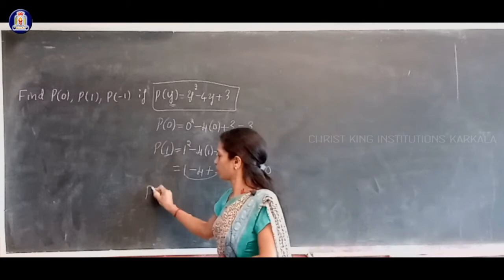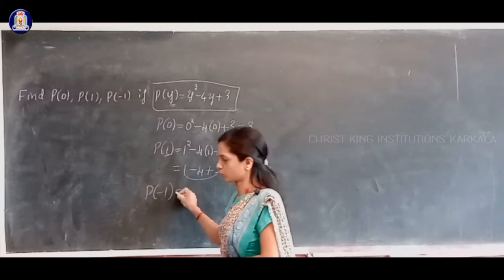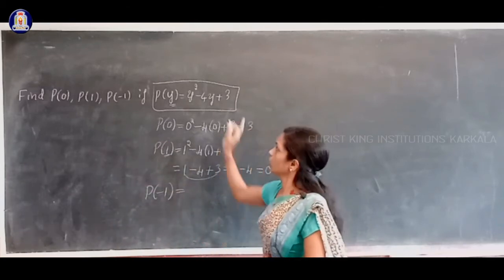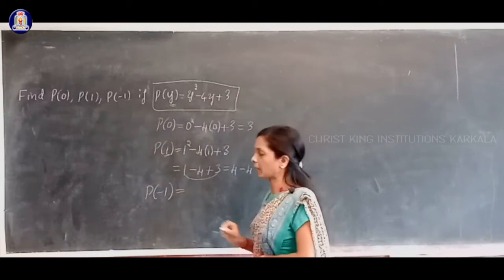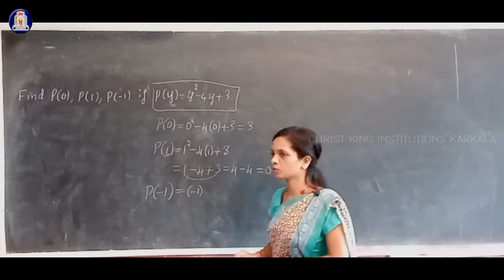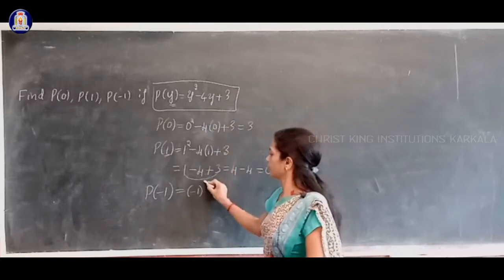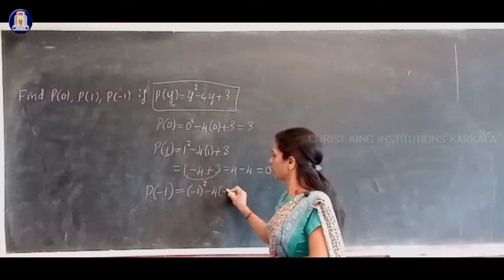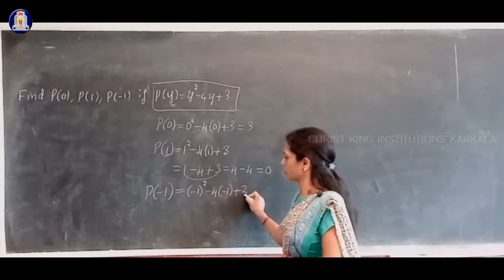And then p of minus 1, to get p of minus 1, what you have to do? You have to replace every y by minus 1 now. When you replace y by minus 1, use brackets: minus 1 square, then minus 4 into y, y is minus 1, then plus 3.